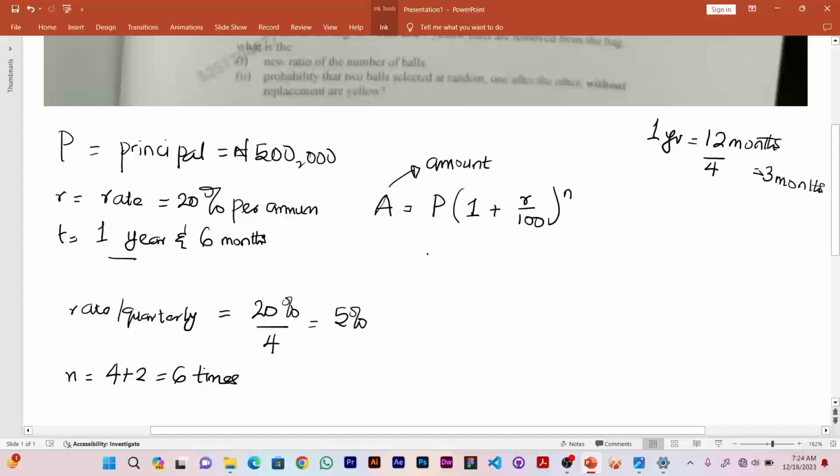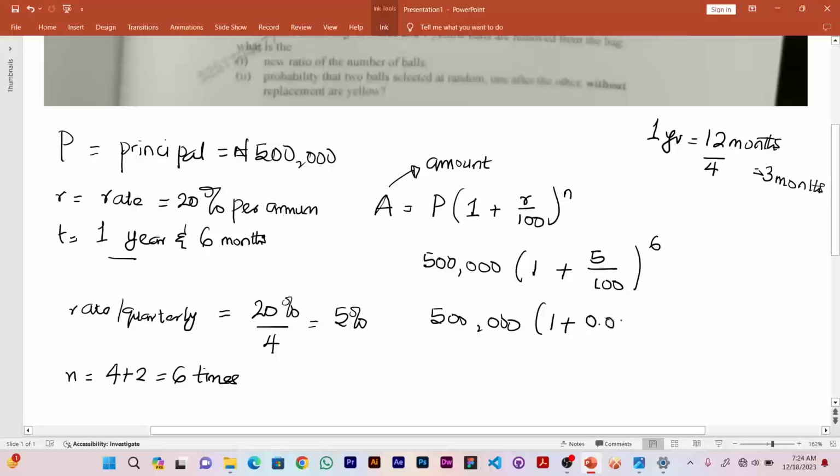So let's simplify this now. We have 500,000 into bracket 1 plus, remember our rate is going to be 5 here, 5 over 100, all raised to the power of our n, which is 6. So this will be 500,000 into 1 plus, if we divide 5 by 100, we get 0.05, all raised to the power of 6. So we have 500,000 into 1.05, all raised to the power of 6.